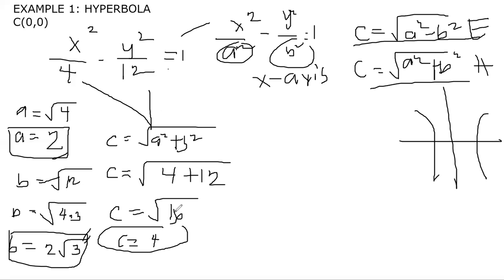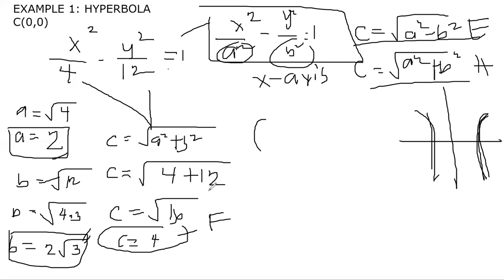We all know na yung C is our foci. Okay? The focal axis is on the x-axis. So, what is our foci? Our foci means kung nasa x-axis tayo, therefore, yung foci natin is 4, 0, and negative 4, 0. Ito yung foci natin. Okay?